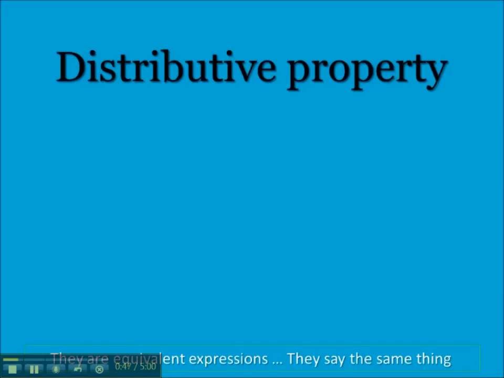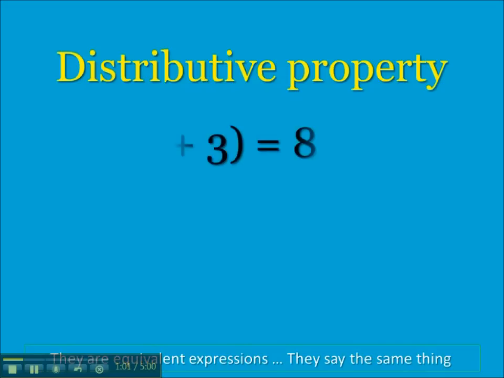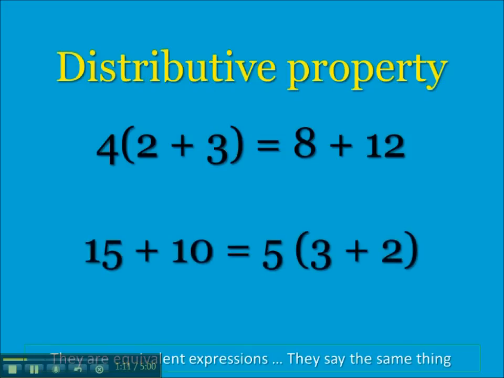Alright, let's talk about the distributive property. This comes from distributing multiplication across parentheses, and we'll study this a little more in depth later, but we're just talking about equivalent expressions right now. The distributive property tells us that 4 times 2 plus 3 is the same as 8 plus 12. Or that 15 plus 10 is the same as 5 times 3 plus 2. That's what the distributive property tells us. Let's try a few.